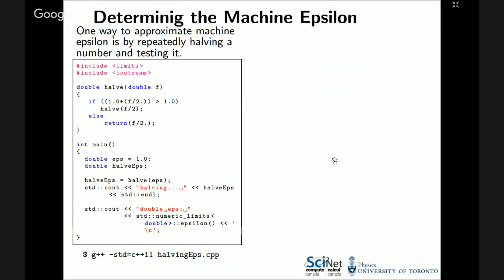You need to be careful, especially when you mix that with pointers, because things can go to hell. So my function called halve takes a double, and it adds 1 plus the double divided by 2, and I ask if it is greater than 1. If that is the case, it means that I still don't have the float that doesn't change the unity, so I call the function again. If I got the number such that 1 plus that number divided by 2 doesn't change 1, then I return the number.